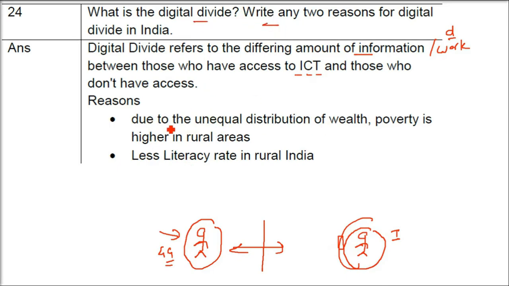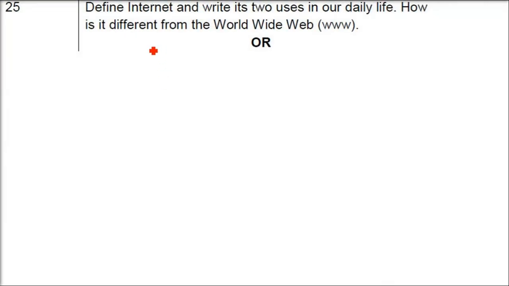So what is the reason? There are multiple reasons. First of all, the wealth. The left one has more wealth, the right one has less wealth. Poverty: the left one, maybe they might not be that rich, but still they are moderately rich. But the rural area is very poor. Less literacy rate in rural India. They don't know how to do the basic things also, or they are not being taught.